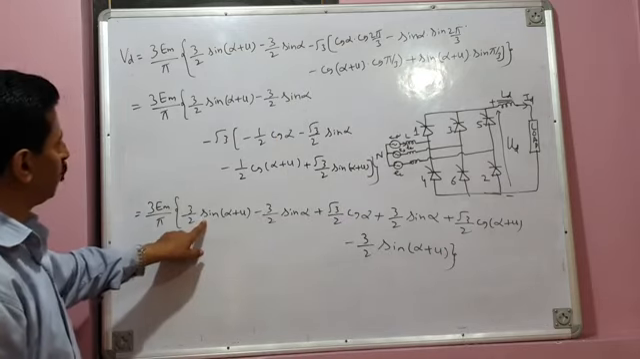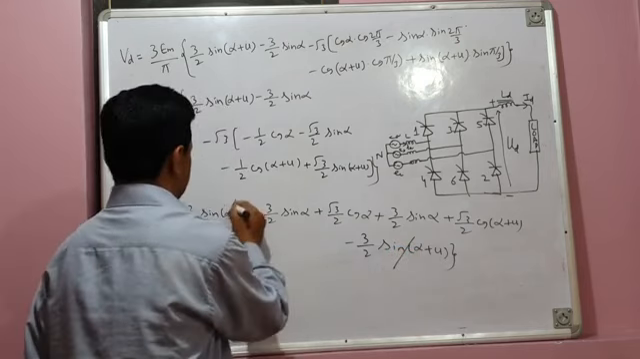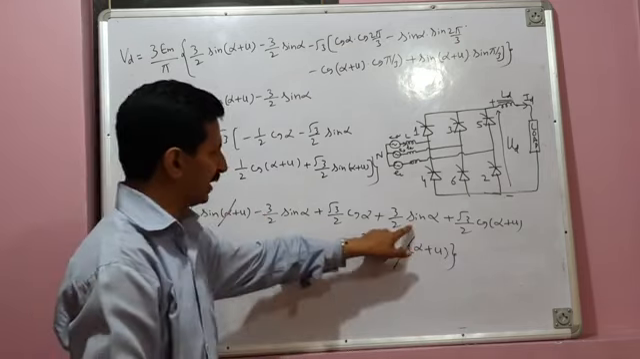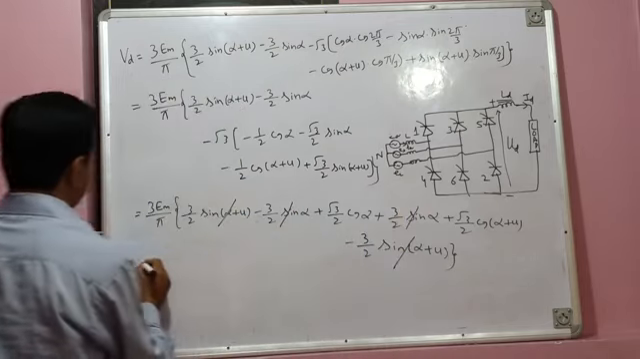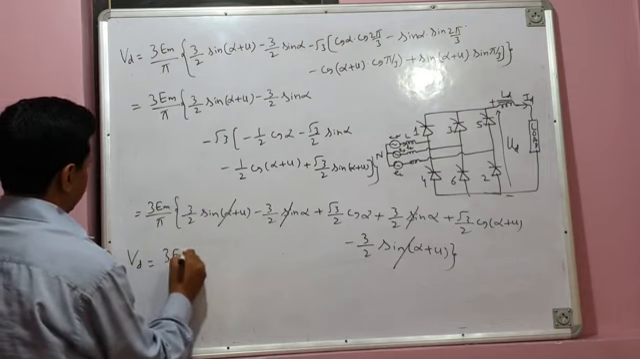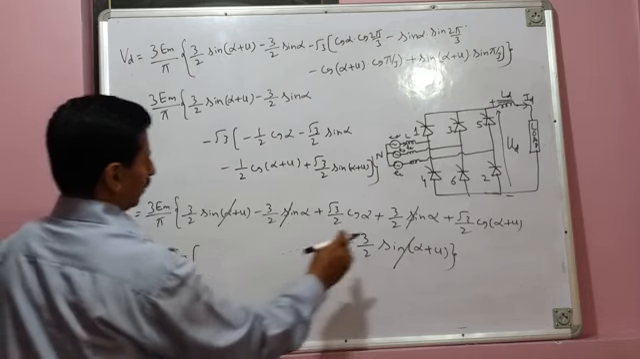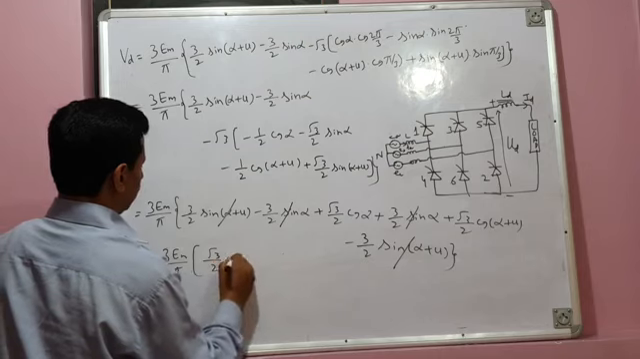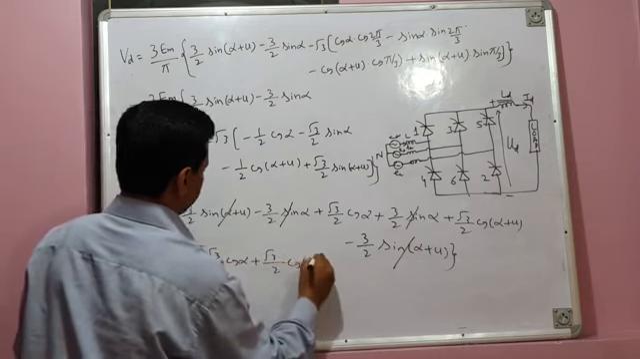Now this is 3 by 2 sine of alpha plus u, and this is minus 3 by 2 sine of alpha plus u. So these two terms cancel. Similarly, this is minus 3 by 2 sine alpha and this is plus 3 by 2 sine alpha. These two terms also cancel. So therefore we get average output voltage equal to 3 em by pi, inside which we get root 3 by 2 cos alpha plus root 3 by 2 cos of alpha plus u.